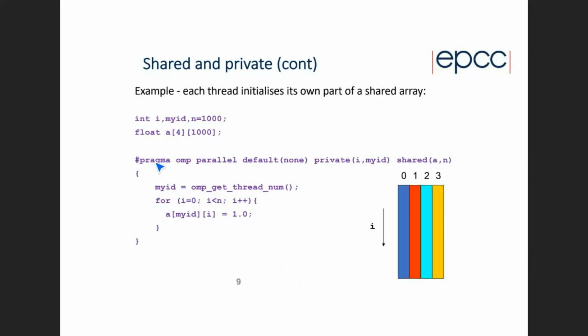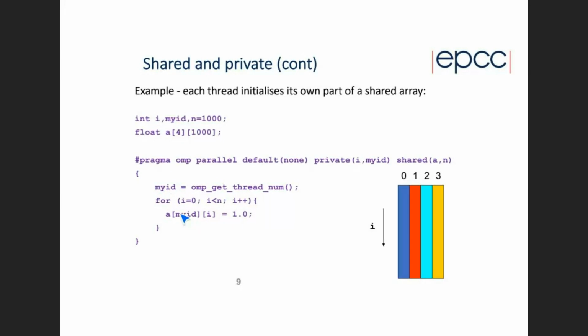So what I can do is create a parallel region with a #pragma omp parallel directive. Okay, and then let's look at the code first. I want to read the thread ID, so I call omp_get_thread_num, store that in a variable myid, and then use that to index the column of the array and set those values to the value 1.